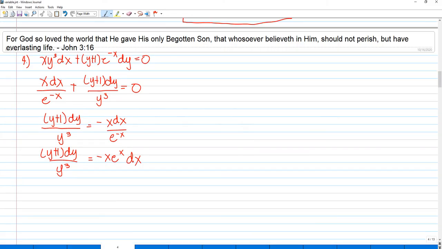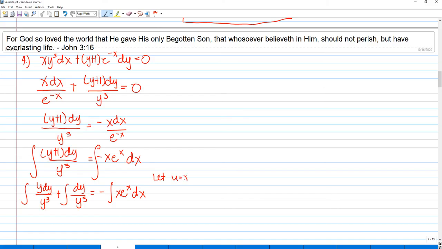And then, of course, we have to integrate this. So what will I do here? I simply separate them: integral of y dy over y cubed plus integral of dy all over y cubed. I can factor out the negative sign outside of the integral sign here. That's the negative one. And we see that this is again integration by parts. So we have to let u, of course, be x, derivative of u with respect to x will be dx. Our dv would be e raised to x dx. Our v would be e raised to x.